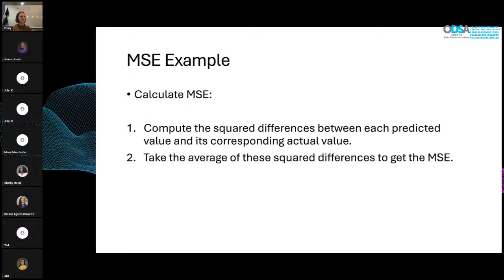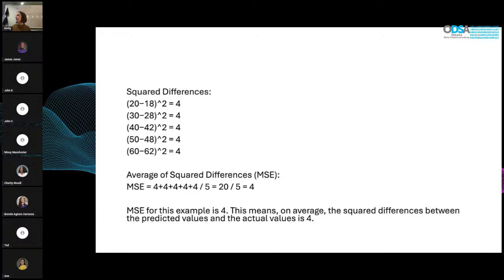What did you guys get? 20? 4. You were close. You just forgot to average. Yeah, okay, you were just one step away. So we're taking all of our 2s that we had in the other one. Remember, we had 2 for everything. And we're going to square that. So 2 squared is 4. And then we're going to add all those together. And we're going to divide by 5 because we have 5 examples here, which will give us 4 since we have no variation here.